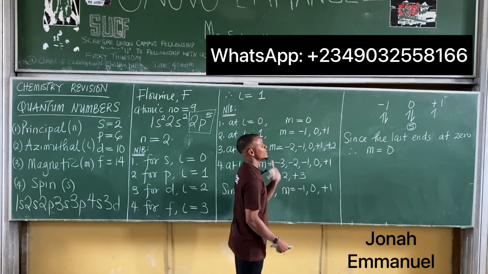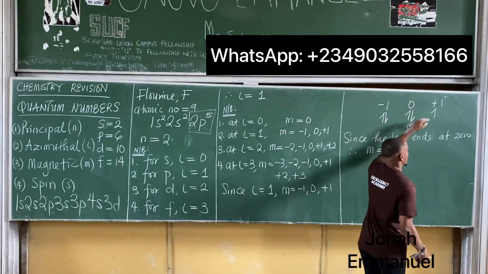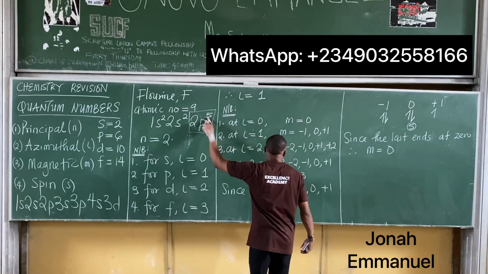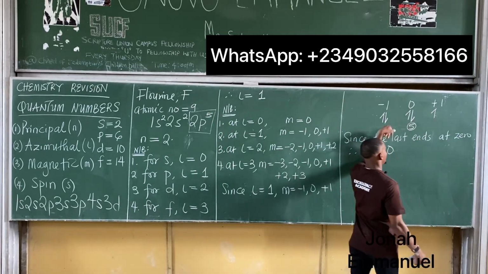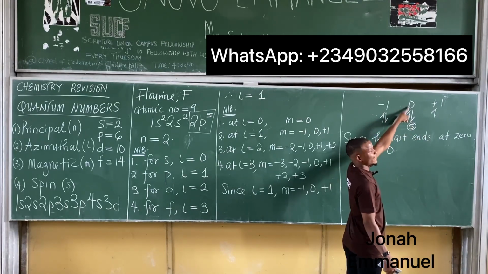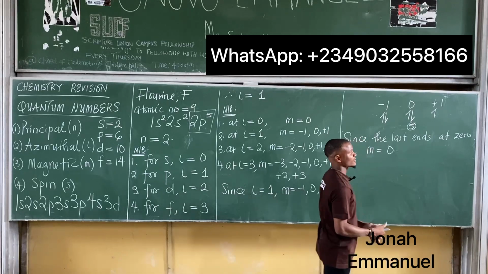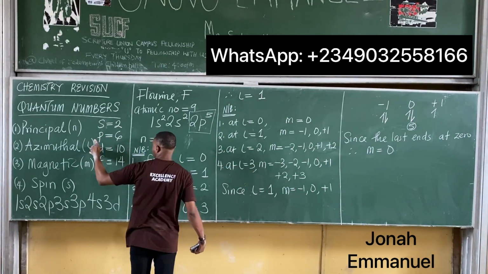How do I know the exact value? I'll come back here: minus 1, 0, plus 1. Look at the number of electrons here, 5. So fill it up. 1, 2, 3, come down, 4, 5. It ended at 0. So M is equal to 0. That's all. So I've gotten N, I've gotten L, I've gotten M.